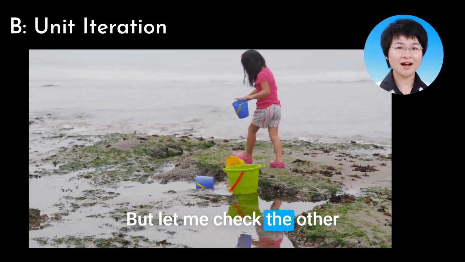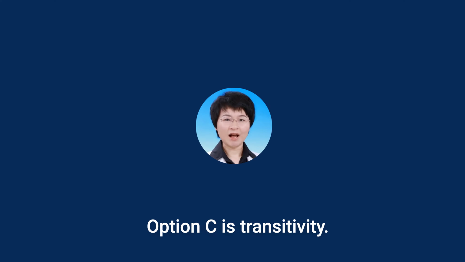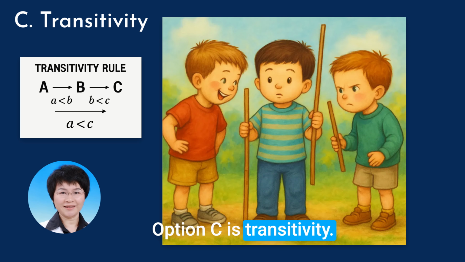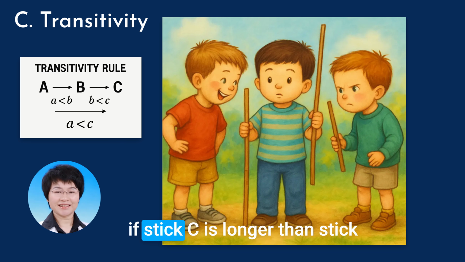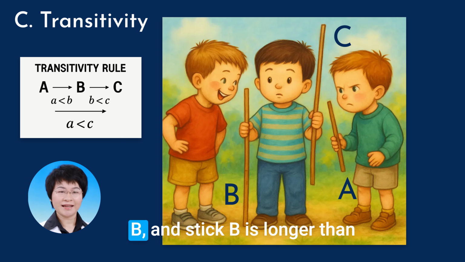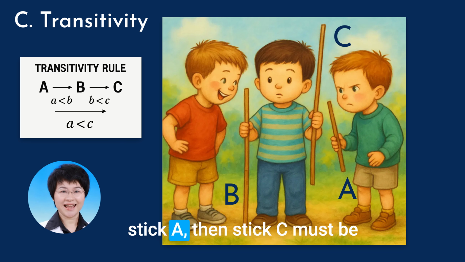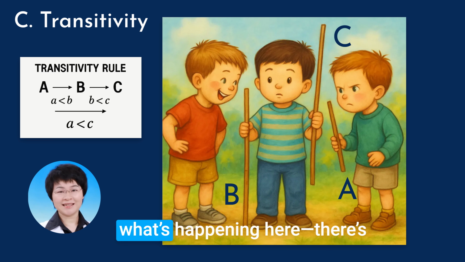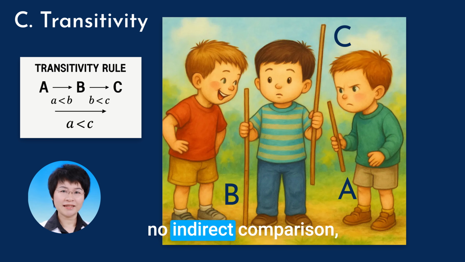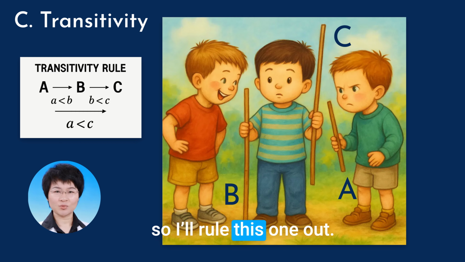But let me check the other two options to make sure. Option C is transitivity. That's more about comparing lengths indirectly, like saying if stick C is longer than stick B and stick B is longer than stick A, then stick C must be longer than stick A. That's not what's happening here. There's no indirect comparison, so I'll rule this one out.